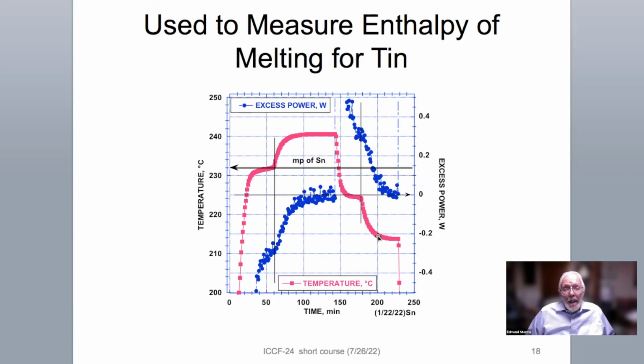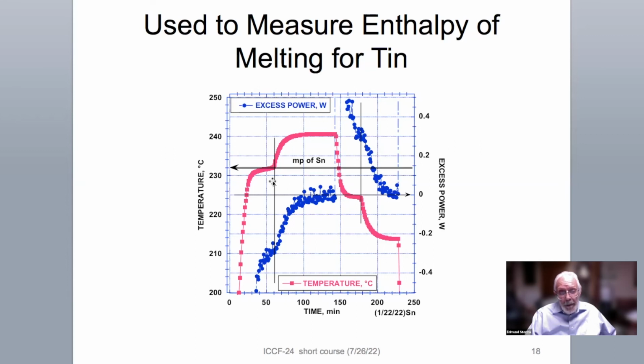In this case, some tin was placed in the cell. Actually, only 8 grams of tin was placed in the cell, and the cell was heated. And as the temperature increased, it reached a melting point. And then once all of the sample had melted, the temperature continued to rise. This essentially calibrated the temperature measurement. And this could be done upon cooling as well.